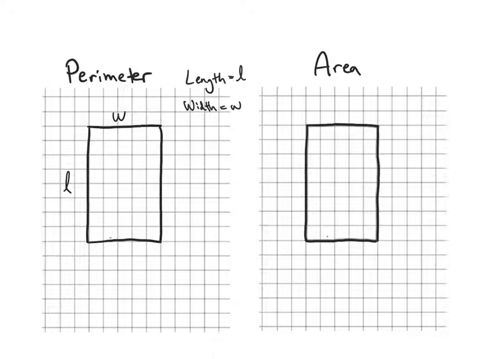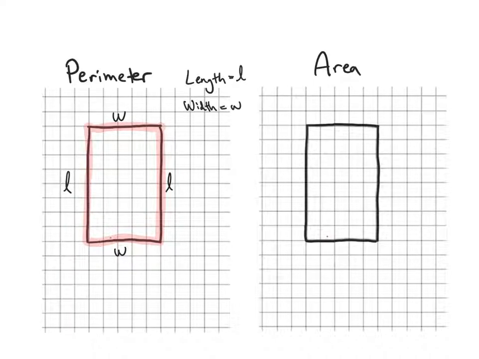Now you see that there are two side lengths of the rectangle that are the same, so both of these represent the length, and then the top and the bottom sides represent the width. When we're looking at the perimeter of a rectangle, we're looking at the distance around the rectangle. So I'm going to highlight it right now. We're looking at the distance from this corner to this corner, then down to this corner, over to here, and then back up to here.